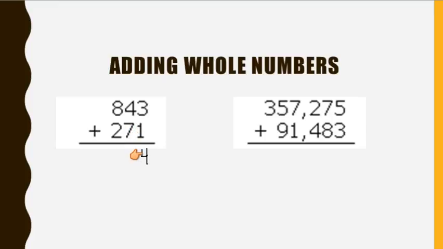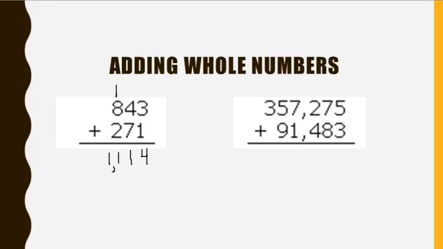3 plus 1 would be 4. 4 plus 7 is 11. And you would never say this, and I think we all know that. And by this point, you know that you have to carry your 1 because this 11, you can't have 2 digits in one place value. So you have to bump it over here. And then you just add that. 1 plus 8 plus 2 would be 11.